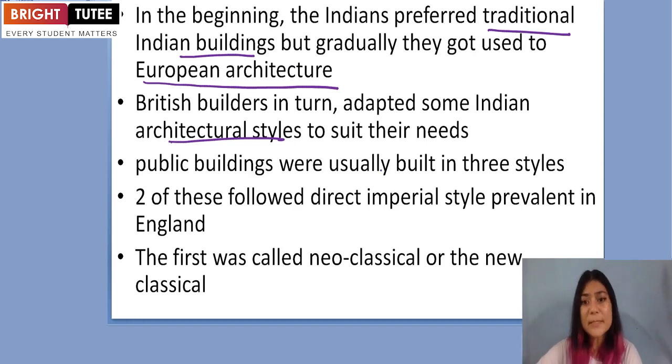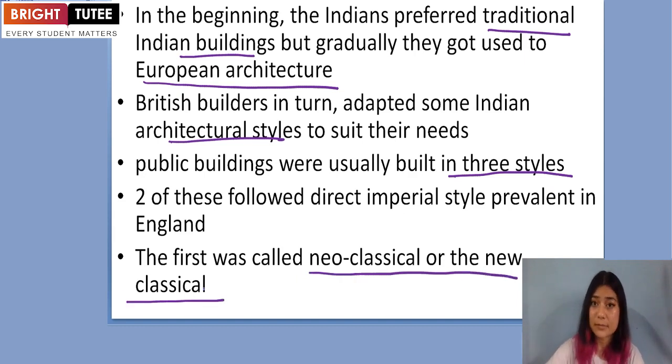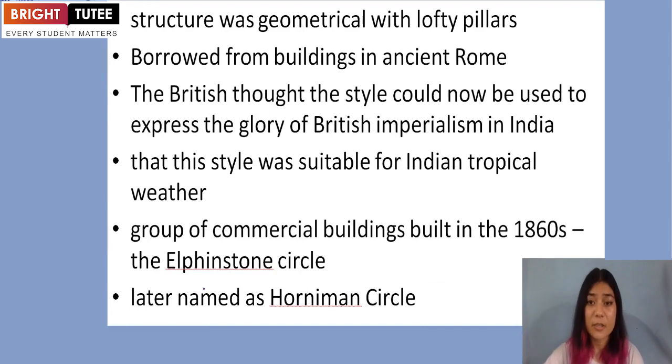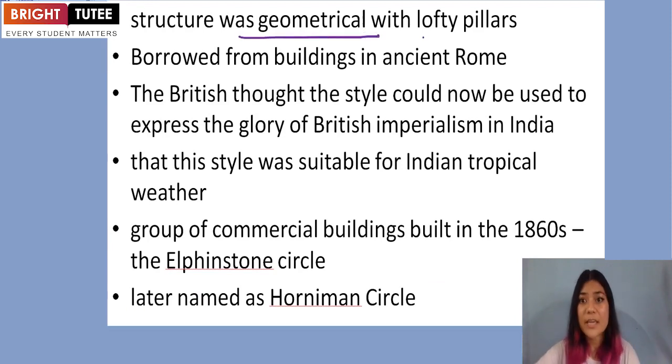Alright, so the public buildings were built in three main styles, and two of these styles were present and used in their home country, Britain. The first style is called neoclassical, or the new classical. Now, what did this style mean? This meant that the buildings would have many geometrical shapes and lofty, huge pillars. The style of this neoclassical was borrowed from the buildings in ancient Rome.